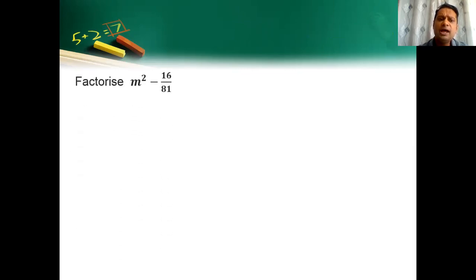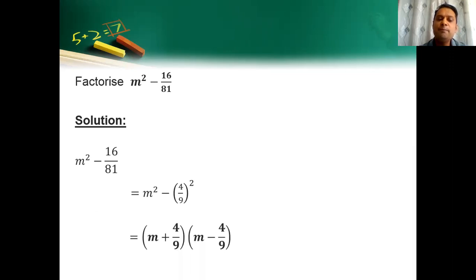Second example, m squared minus 16 over 81. 16 over 81 can be expressed in the form of (4 over 9) squared. Therefore, m squared minus 16 over 81 is equal to m squared minus (4 over 9) squared, which is equal to (m plus 4 over 9) times (m minus 4 over 9).